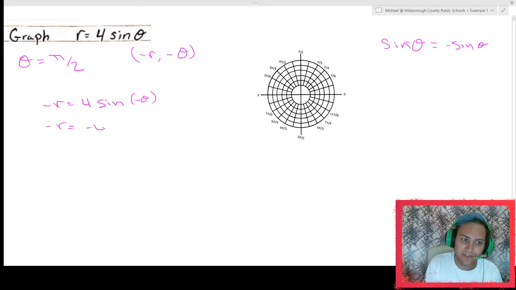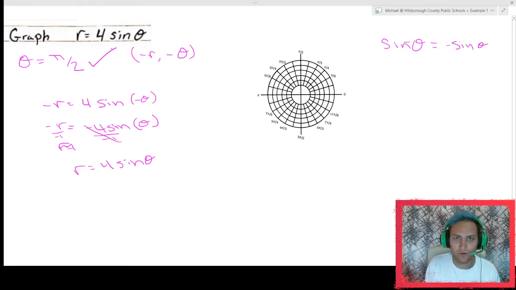We're going to make this negative sine of theta, so ultimately it would be negative 4 sine of theta. Divide the negative r out: divide by negative 1, divide by negative 1, the negatives cancel. We get r equals 4 sine of theta, which looks exactly like the beginning one. So yes, this is symmetrical over theta equals pi over 2.